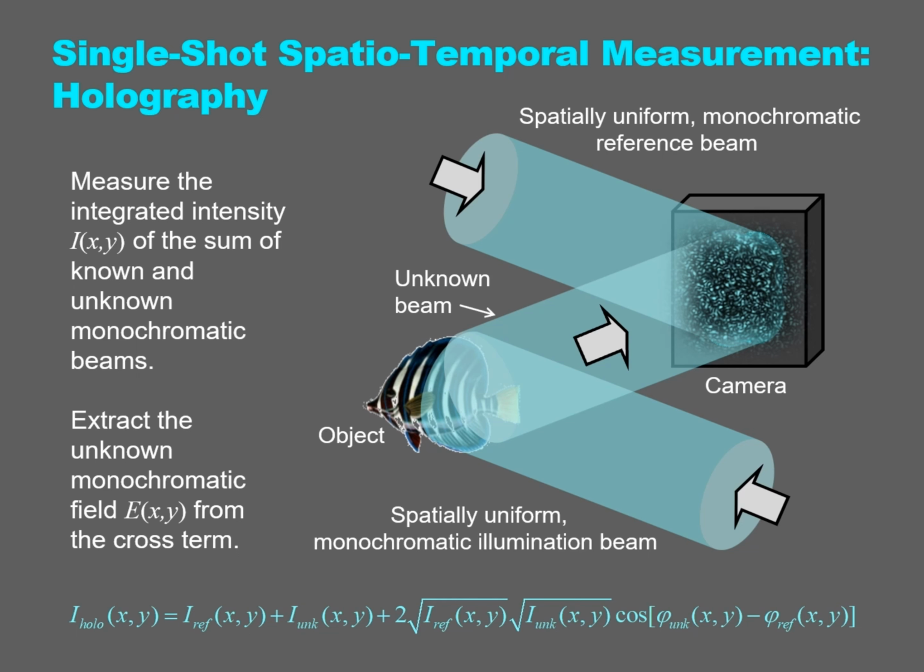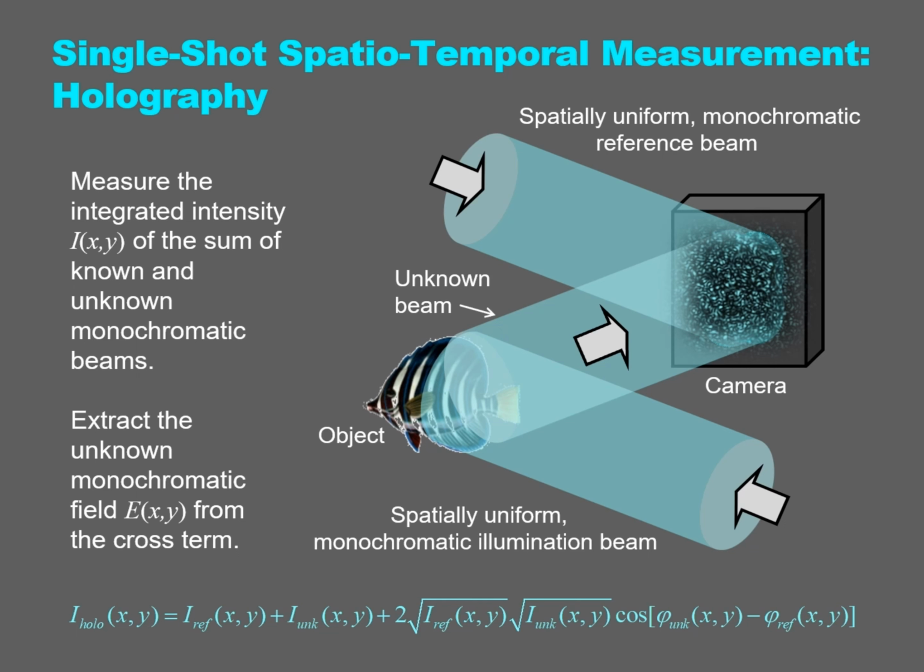Well, since there are more spatial dimensions than temporal ones, let's start with a technique that can measure the complete spatial intensity and phase of a monochromatic beam, digital holography. Digital holography works by measuring the intensity I(x,y) of the sum of known and unknown monochromatic beams. The unknown monochromatic field, E(x,y), is then found from the cross term at the lower right.